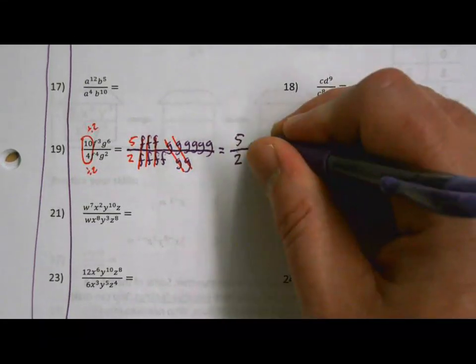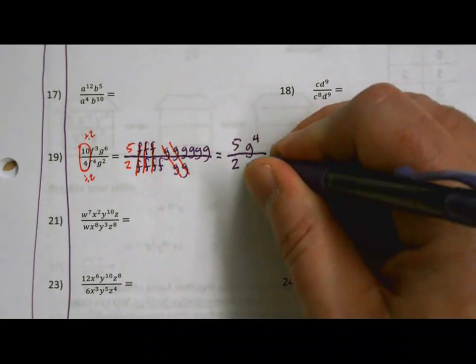Now, I want you to look across the top. Are there any F's left over on the top? No F's left over at all. How many G's are left over up there? I see 4 also, so let's do G to the 4th up top. Look at the bottom. Are there any F's left over on the bottom? Just 1. Any G's? Nope, so just 1 F on the bottom. And there we go. That's our final answer.